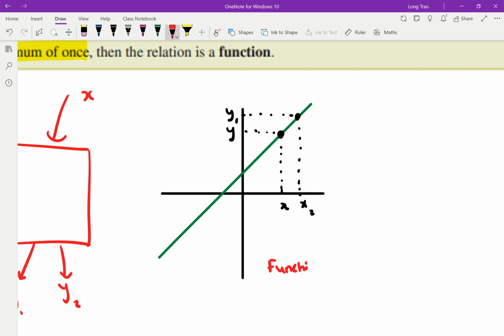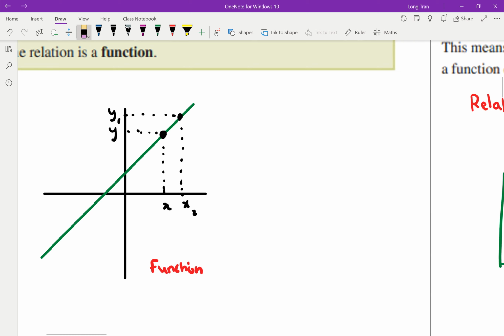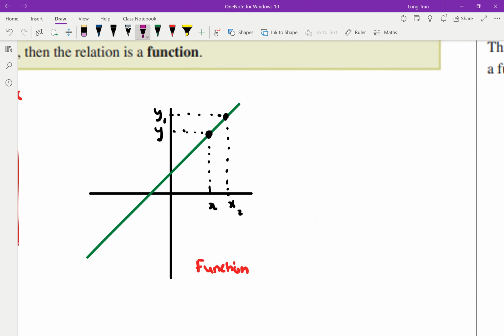You can test this by doing a vertical line test too. If you did a vertical line down, see, it only intersects once. That's what they call a vertical line test, but you really don't need to memorize that. You just need to understand that for every x coordinate, there is only one y value. So that's a linear equation, which is why we call it a linear function.